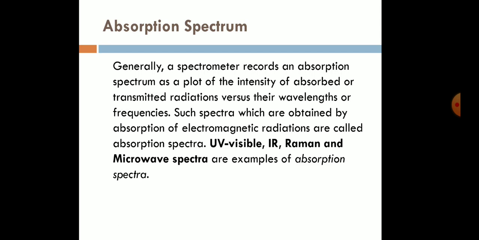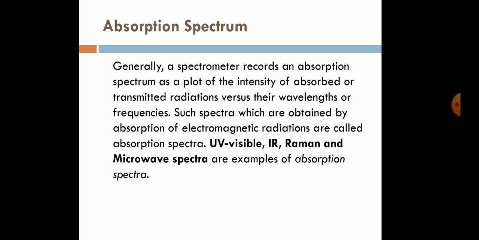The absorption spectrum which we are going to get in UV visible, IR, Raman and microwave spectroscopy, they all are absorption spectrum, because all these spectroscopies are absorption spectroscopy. Absorption spectroscopy, why? Because in all these spectroscopies, what are we studying? We are studying what part of the spectrum or light, electromagnetic radiation, has been absorbed by the sample, and from that absorption we are plotting a graph which is called the absorption spectrum.